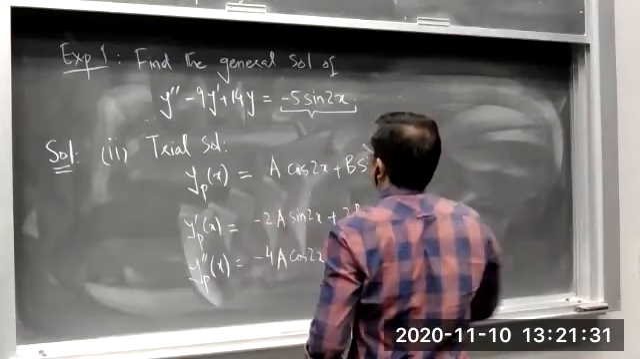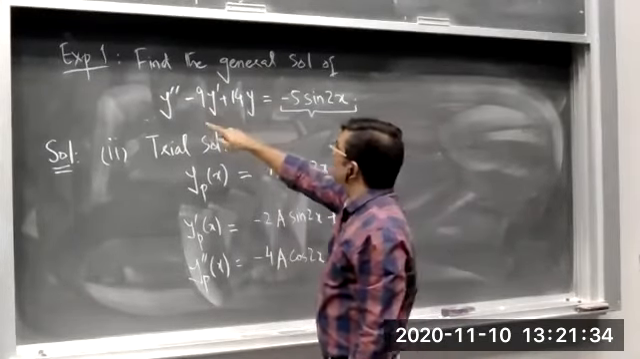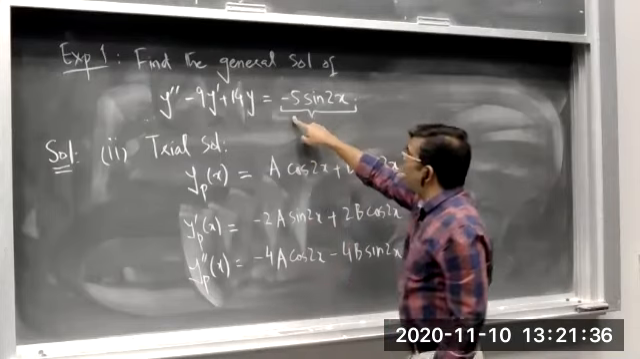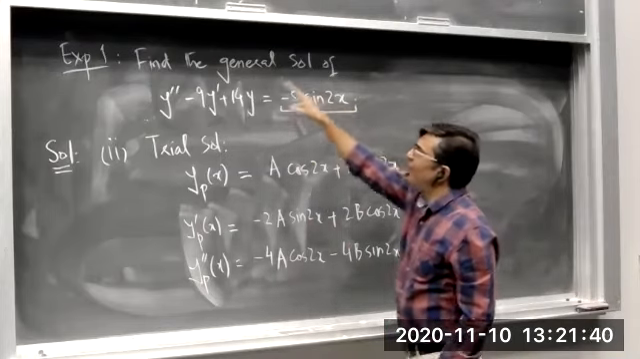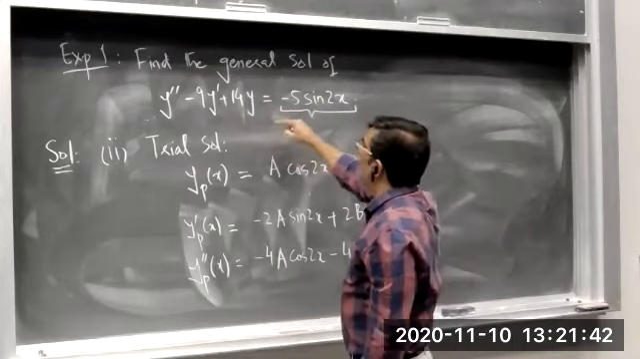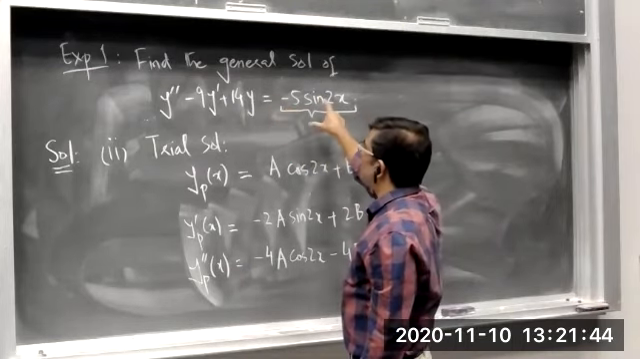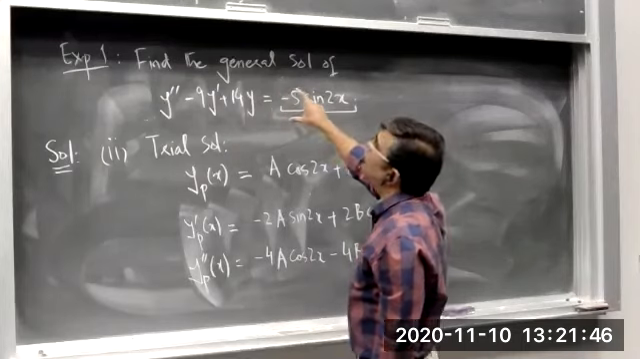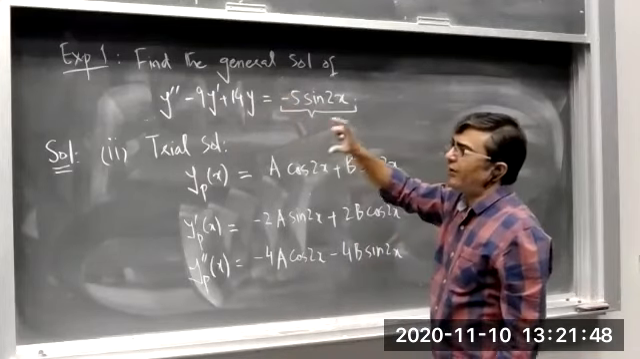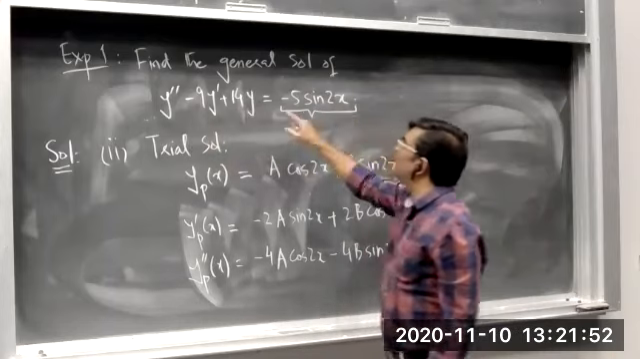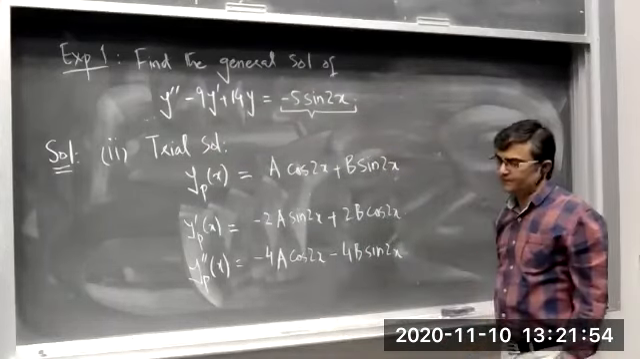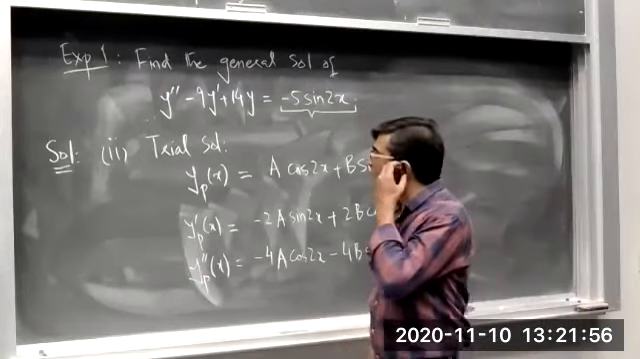Now, in this example, we are given this differential equation, and the right-hand side is minus 5 sine 2x. We need to find the general solution of this differential equation. First, we need to check whether this differential equation can be solved by using the method of undetermined coefficients. Yes, because the coefficients are constants and the right-hand side function is a trigonometric function, of sine or cos.